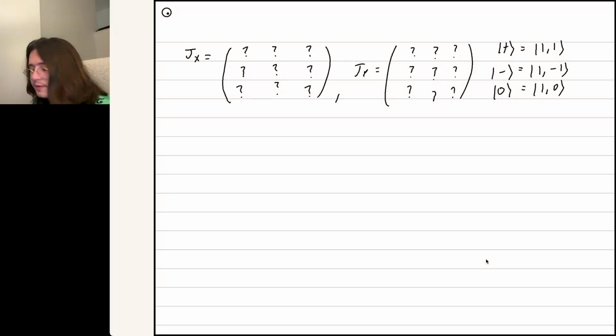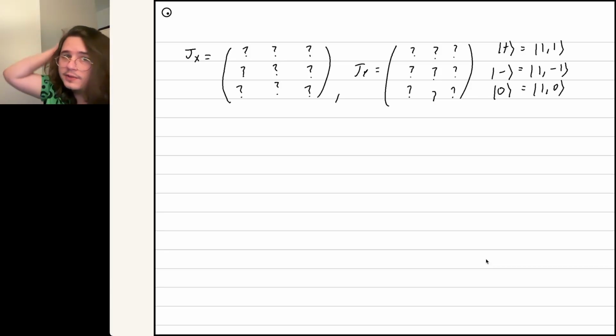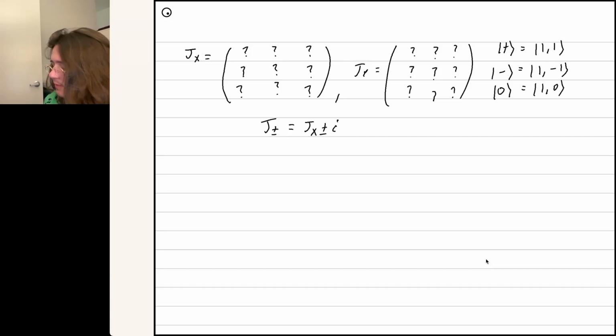Alright, here's the situation. We're meant to find the matrix representations of Jx and Jy in a spin 1 system, whose eigenvectors I've written on the right there. To do this, we don't know the eigenvectors of Jx and Jy off the top of our heads, but you can solve for them using the definition of J plus and J minus, which is Jx plus or minus iJy.